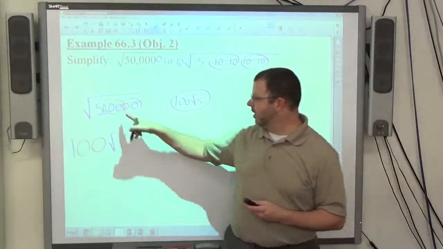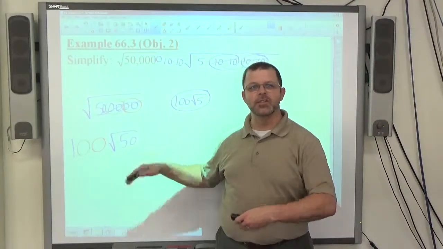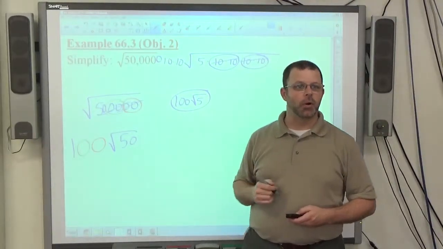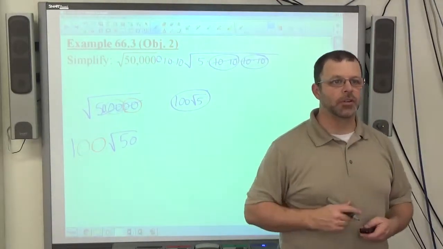So once you get this inside number down to a reasonable size, then you can do it the way we did it before. Do a factor tree, find your pairs, and you're ready to go.